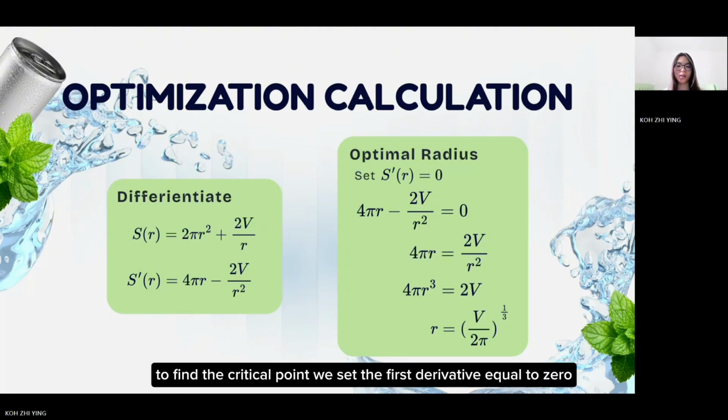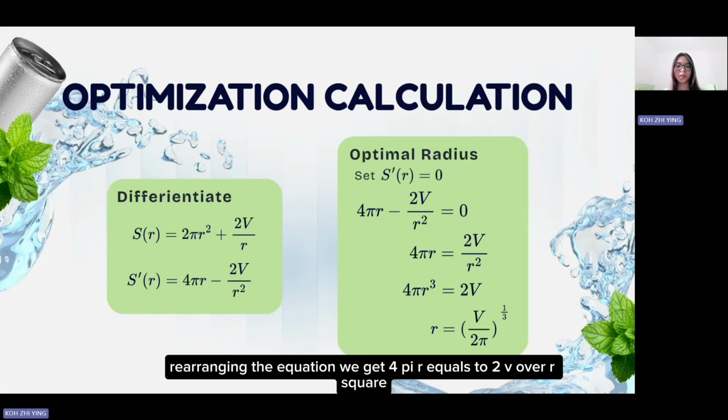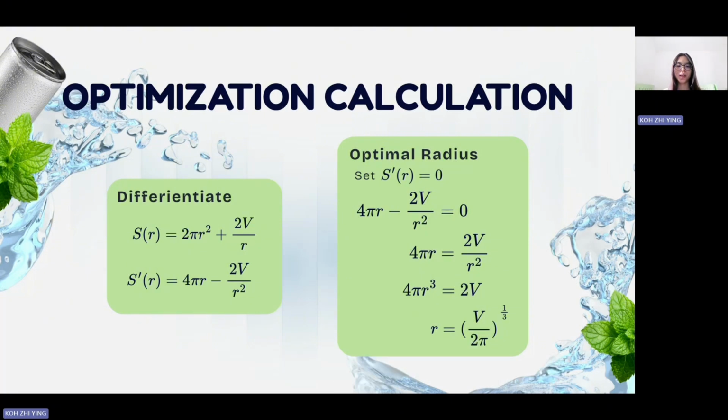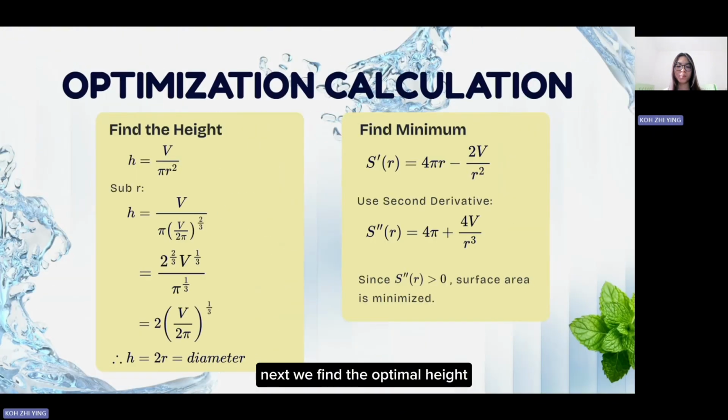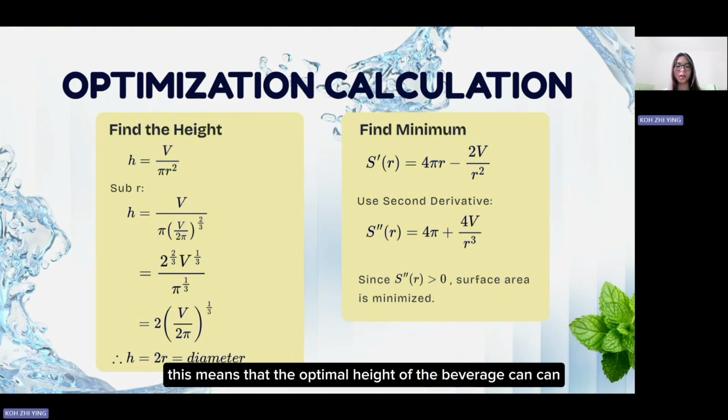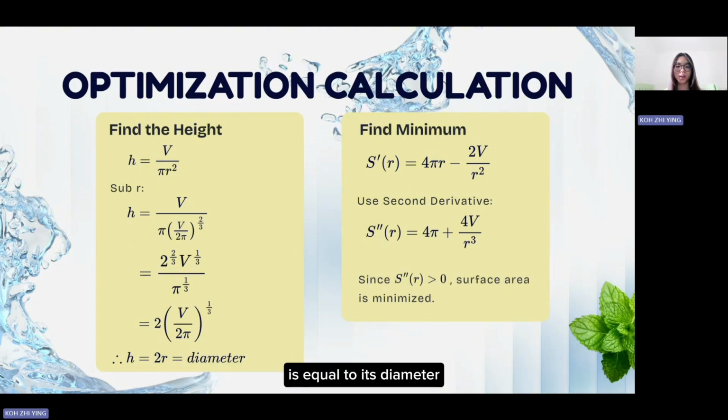To find the critical point, we set the first derivative equal to 0. Rearranging the equation, we get 4πr equals 2V over r². Then the optimal radius is (V/2π) to the power of 1/3. Next, we find the optimal height by substituting the radius into the volume constraint. After simplifying, we obtain h equals 2r. This means that the optimal height of the beverage can is equal to its diameter.